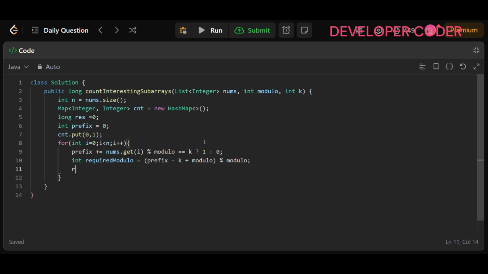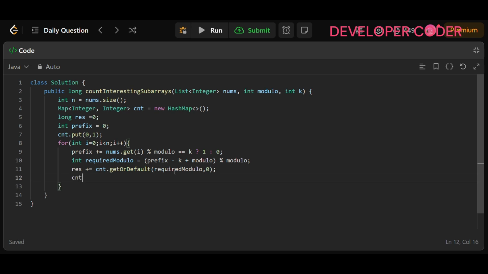So you can say result is equal to result plus, in your hash map, count.getOrDefault. It is going to check if this particular key is there in my hash map or not. If it is there, then it is going to take that value, otherwise it is going to take 0. All right. Then we have to update the count for the current prefix modulo.